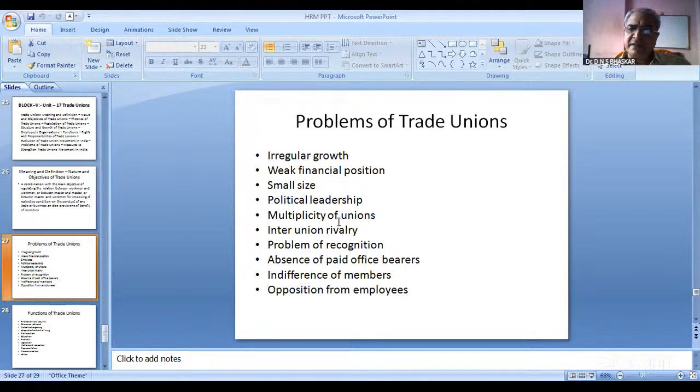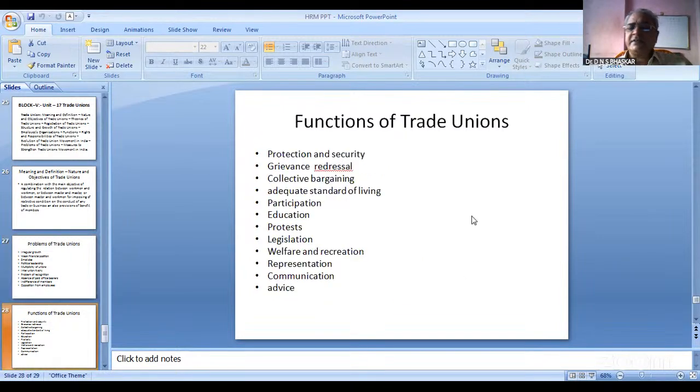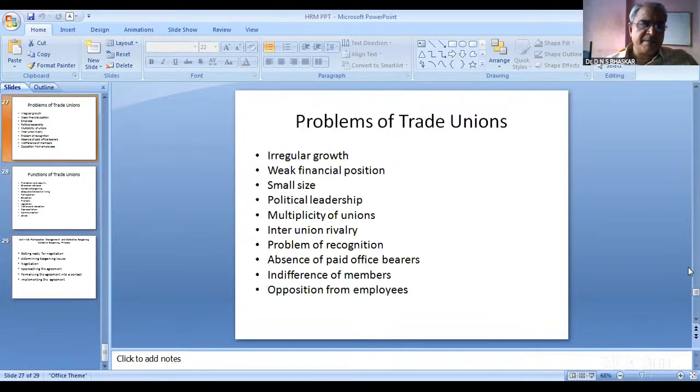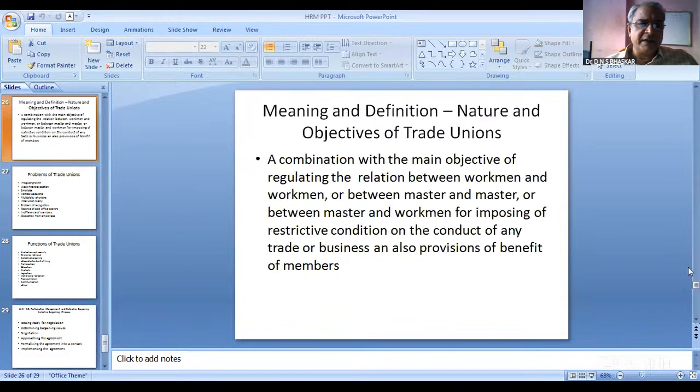The major problems of trade unions are irregular growth, political leadership, weak financial position, inter-union rivalry, and so on. Then various functions of the trade unions are elaborately covered in this class. They must provide protection. Collective bargaining must be practiced instead of going for strikes. Standard of living must be improved for all the workers, and it must provide for participation in the decision making process, and welfare and recreation of the employees is very much essential. Then communication, and another important element. The functions and the problems of the trade unions are covered.